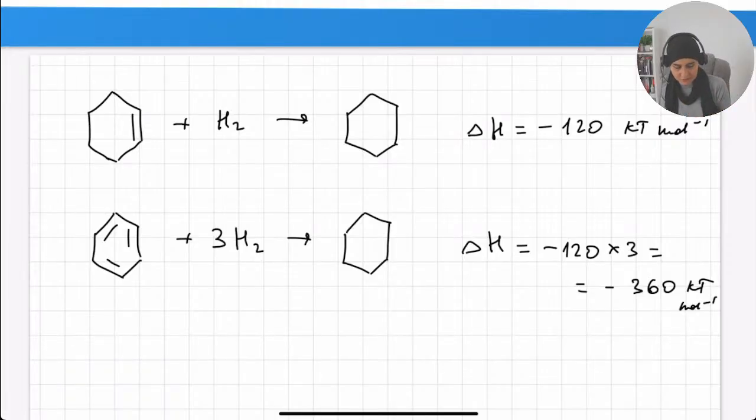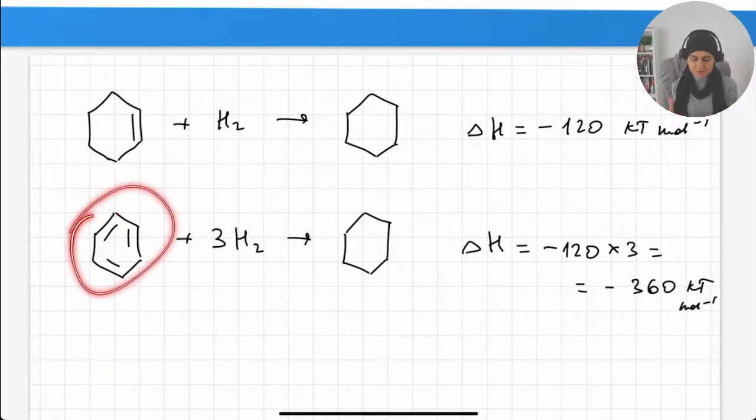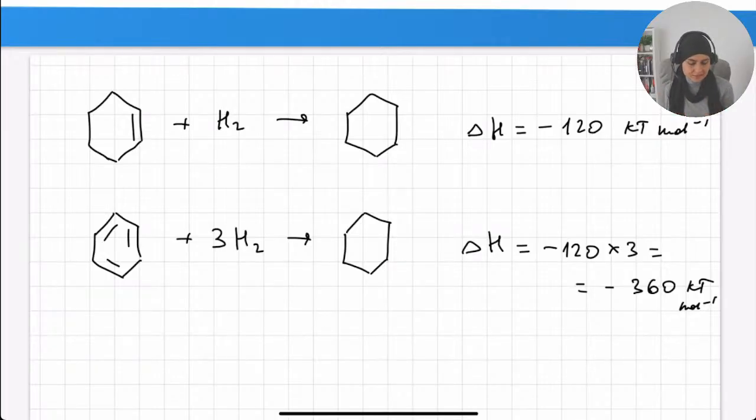I hope that's okay, right? Because this is predicted, because this substance doesn't exist. But if it existed, if benzene was like that, we would take benzene and get that enthalpy change for that reaction, because it's essentially the same as hydrogenating 3 double bonds. That's predicted.